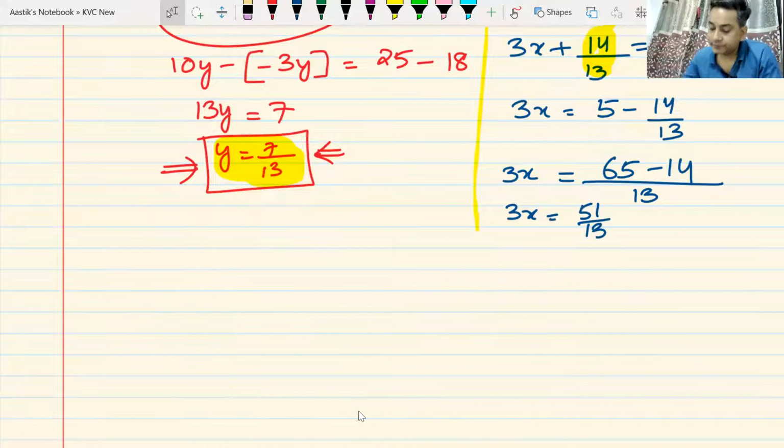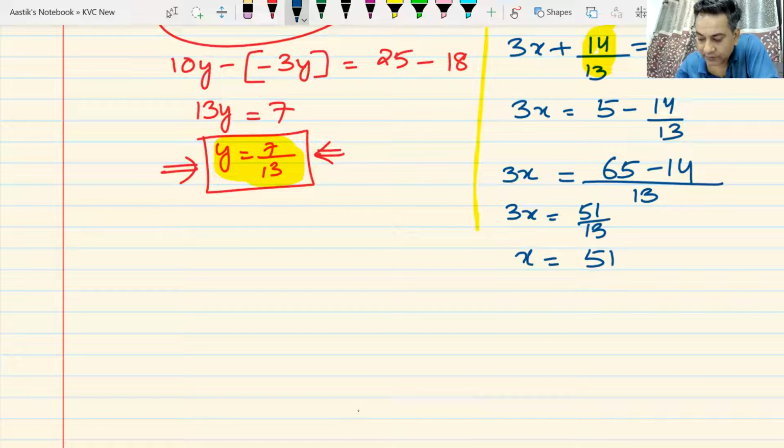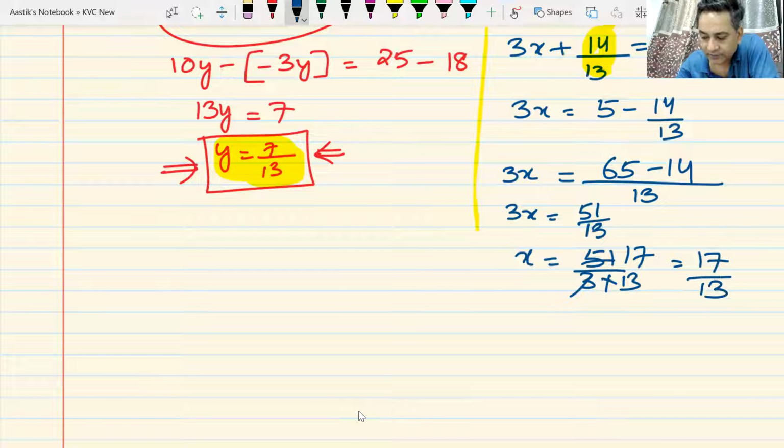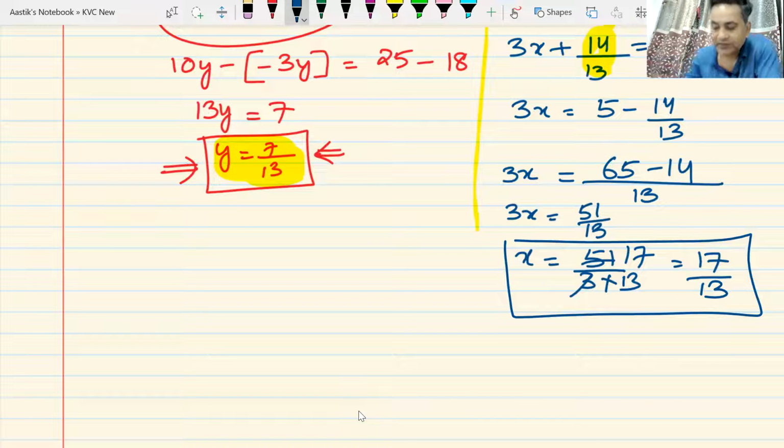And it will become x will become 51 divided by 3 into 13. I can cut it. My answer would be 17 by 13. Do we understand this, everyone? How did I get this? Simple method of elimination.